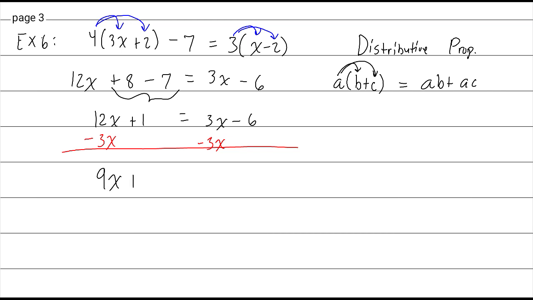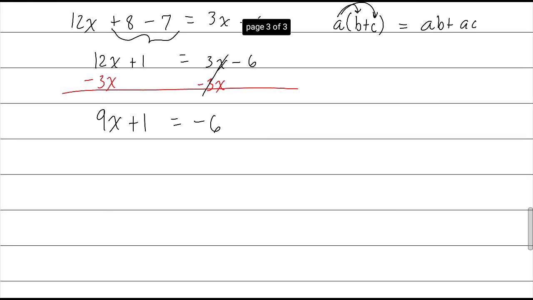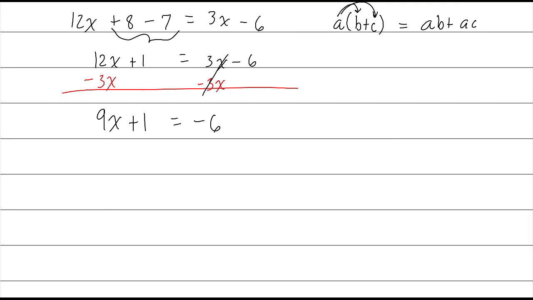9x plus 1 is equal to, those cancel, -6. Now I'm going to focus on getting rid of this positive 1 here, so I'm going to use the addition principle once again. I'm going to subtract 1 from both sides. I'm left with 9x, those cancel, equal -7.